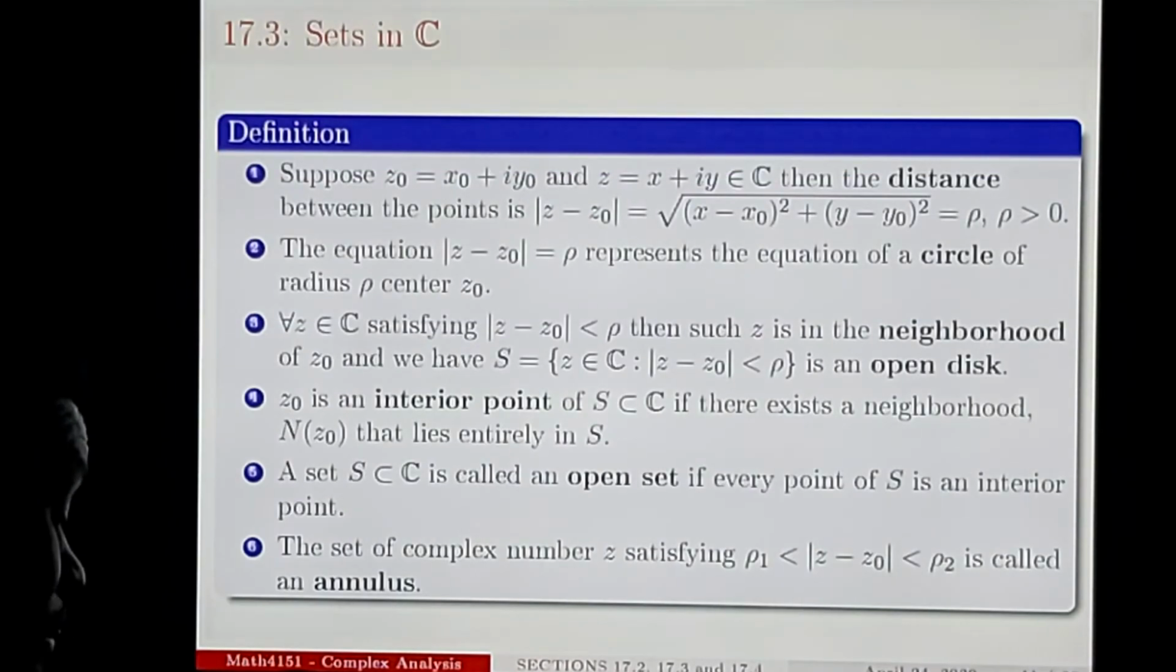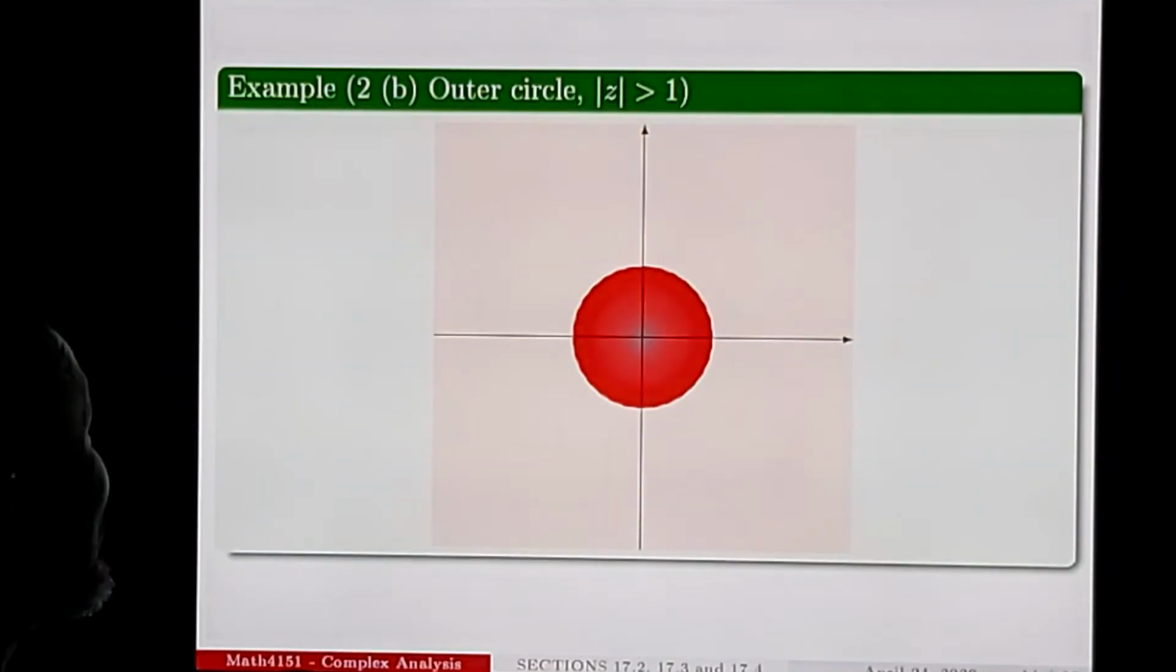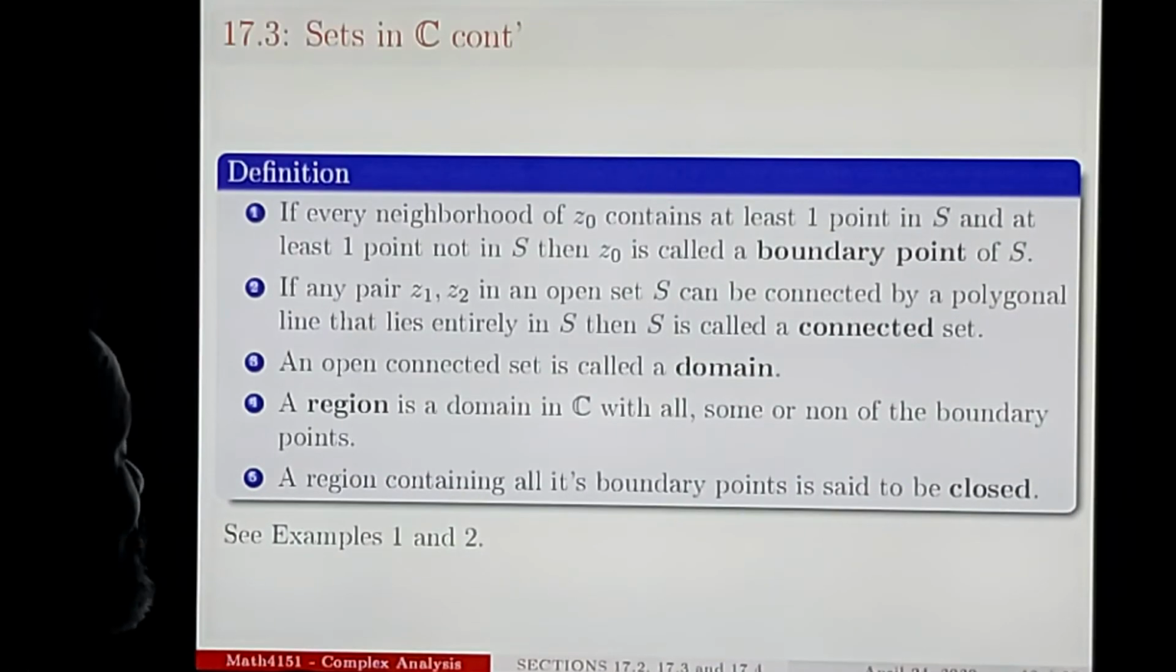Next section is actually about, what are they called? Sets in C. Now, this one, I wonder whether we should stop here or we should go to the next. It doesn't have much, but maybe I should give you when you're fresh. Are you fresh? Okay, let me say something.